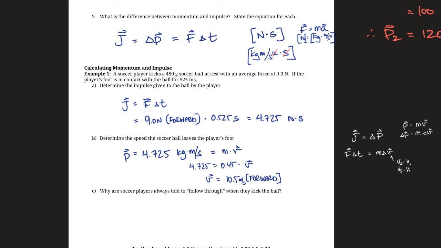But the other way to increase the impulse is to increase the amount of time that the ball is being accelerated for. Increase the time of the impulse. So when you're asked to follow through with your foot, for example, when you're kicking a ball, you want to keep the contact time between your foot and the ball as long as possible so that you accelerate the ball for a longer amount of time. Because if we can make this impact time from 525 milliseconds to, say, 700 milliseconds, your foot is accelerating the ball for longer. So you'll end up with a faster moving ball.